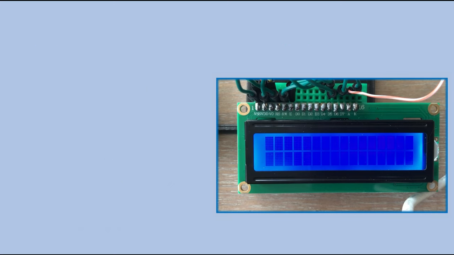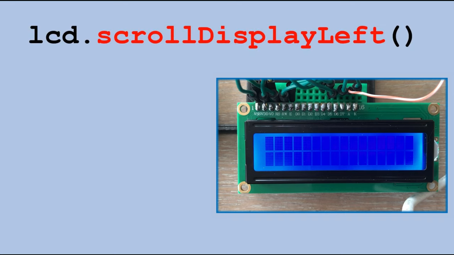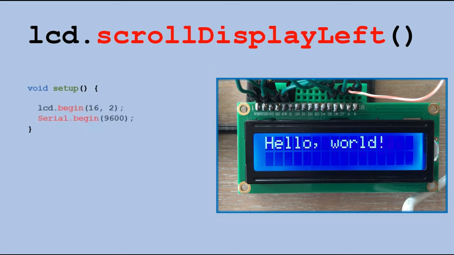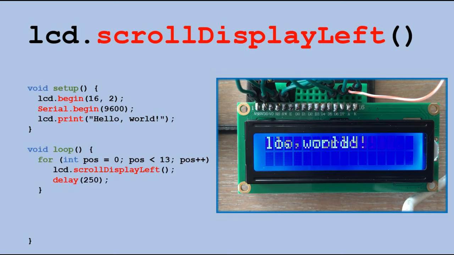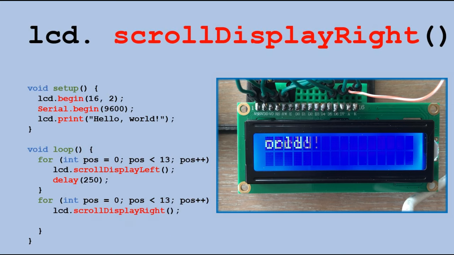If you want to have more control over scrolling, you can use the LCD scrollDisplayLeft and LCD scrollDisplayRight methods. They scroll the content of the display, text and cursor, one space to the left or right. In this example, we output the text inside the setup function, and in the loop function, we have two for loops. The first one executes LCD scrollDisplayLeft 13 times, which scrolls the whole text 13 positions to the left. And then the second for loop executes LCD scrollDisplayRight 13 times, and this way scrolls the whole text 13 positions to the right, so it ends in the original position. Let's see the sequence again.